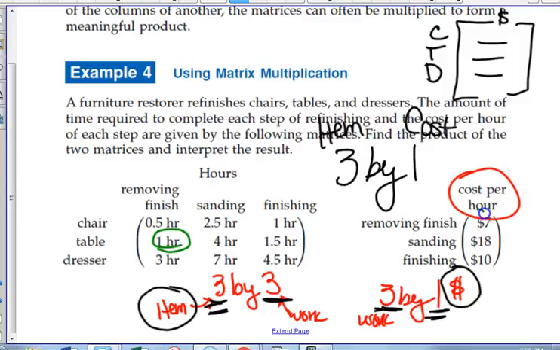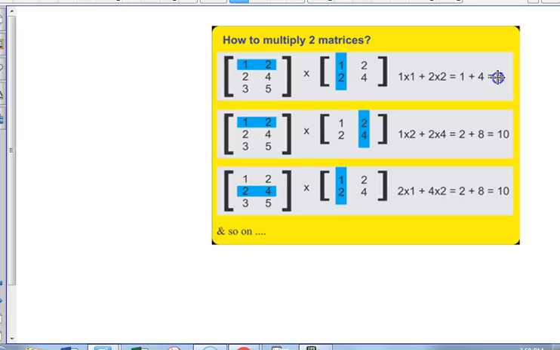1 times 7 plus 4 times 18 plus 1.5 times 10. Does that make sense when we talk about it that way? The reason you would multiply the row by the column, and then you would add them up and you give them the total cost. All right. We could do that if we have time on the calculator later.